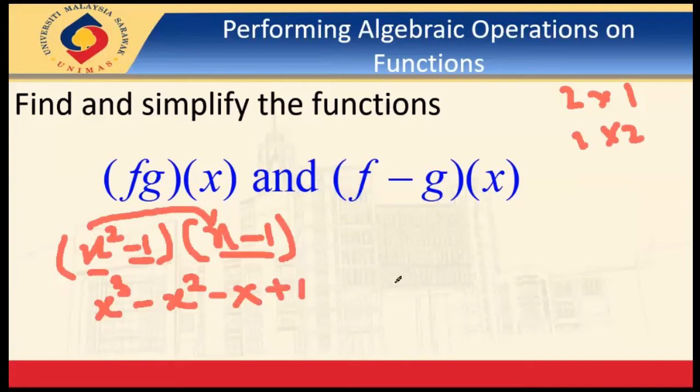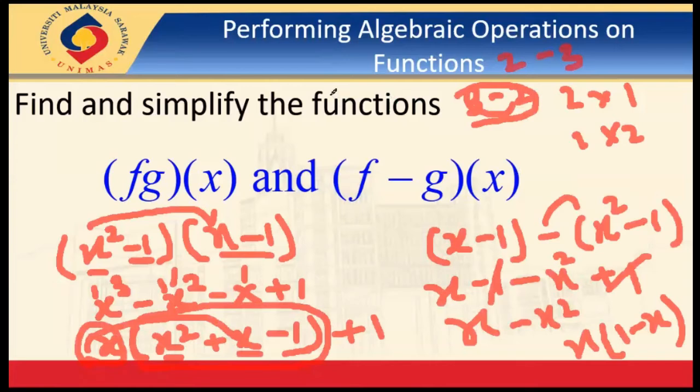Now, if we take a common x out, this will become x square, this will become x, and this will become minus 1. And plus 1 will be outside because it doesn't have a common factor. So is it clear? Who is confused?